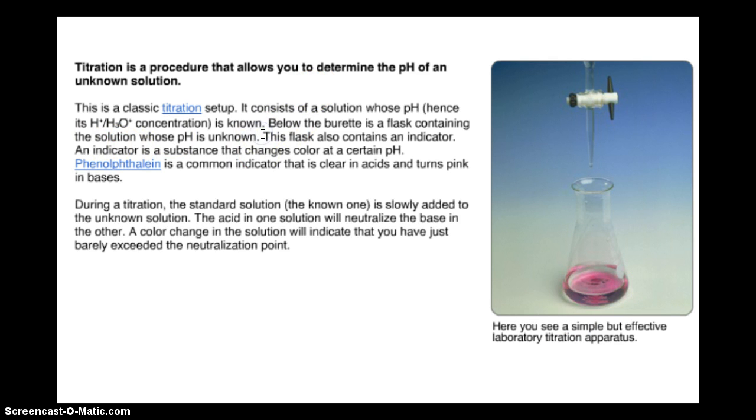The flask also contains an indicator. An indicator is a substance that changes color at a certain pH. Phenolphthalein is a common indicator that is clear in acids and turns pink in bases. So if you look at this, right now, is the solution in the flask an acid or a base? It is a base because you can see the color pink. During a titration, the standard solution, the known one or the one up in the burette, is slowly added to the unknown solution. The acid in one solution will neutralize the base in the other. A color change in the solution will indicate that you have just barely exceeded the neutralization point.